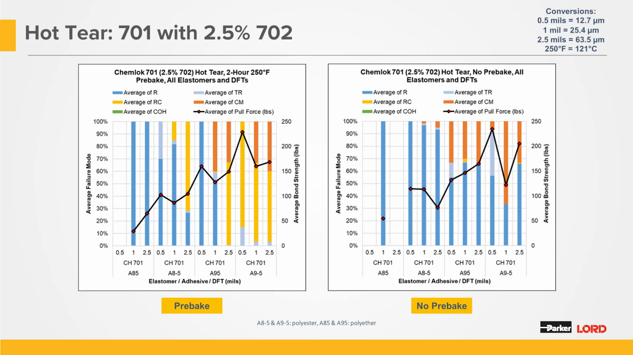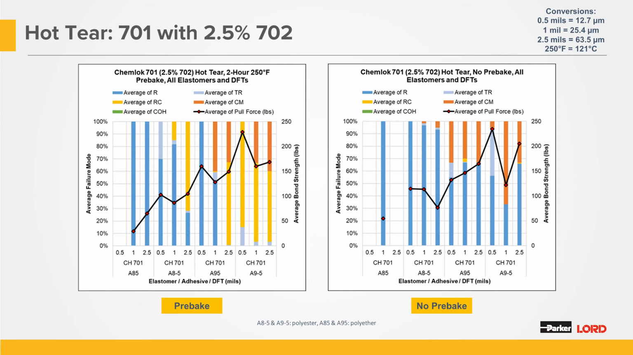Now that we've added 2.5% 702, the preheat allows for cross-linking to occur within the adhesive prior to the casting process. And that's why the failure is occurring at the rubber interface with the pre-bake. There's also some cement to metal failure with the stiffer compounds for the non-pre-bake data.